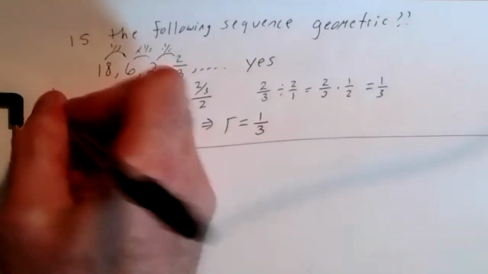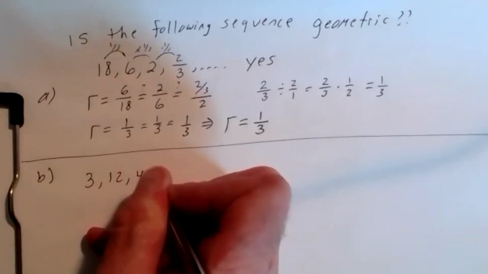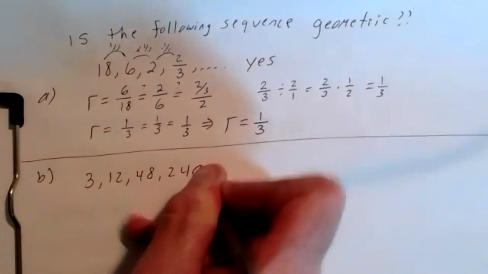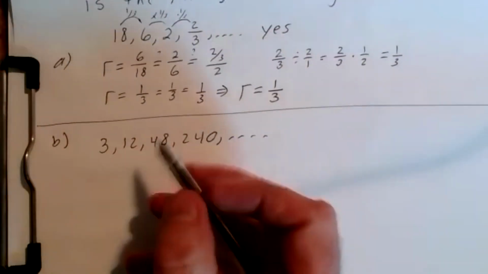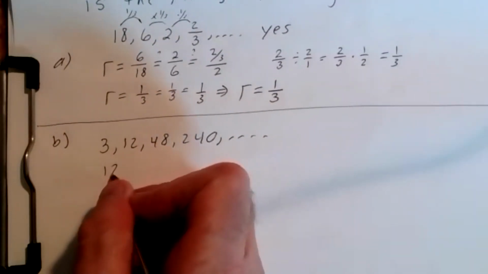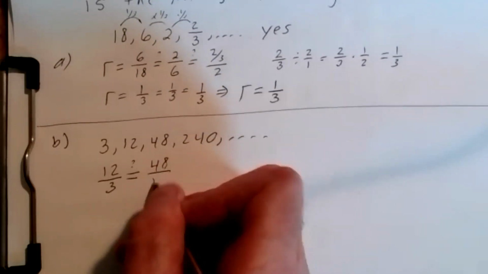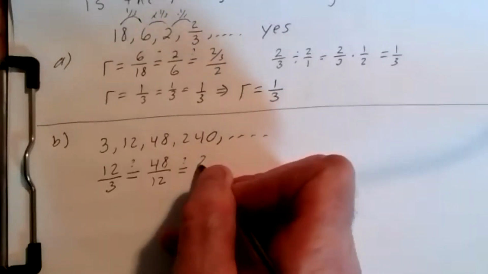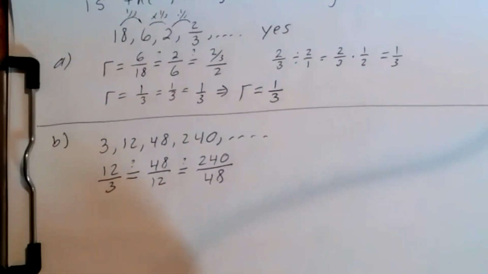All right, we'll call that problem A. Problem B, is this sequence geometric? 3, 12, 48, 240. Is this infinite sequence geometric? Do we have a common ratio? Is 12 divided by 3 equal to 48 divided by 12, and is that equal to 240 divided by 48? Yes or no? Do we have a common ratio?